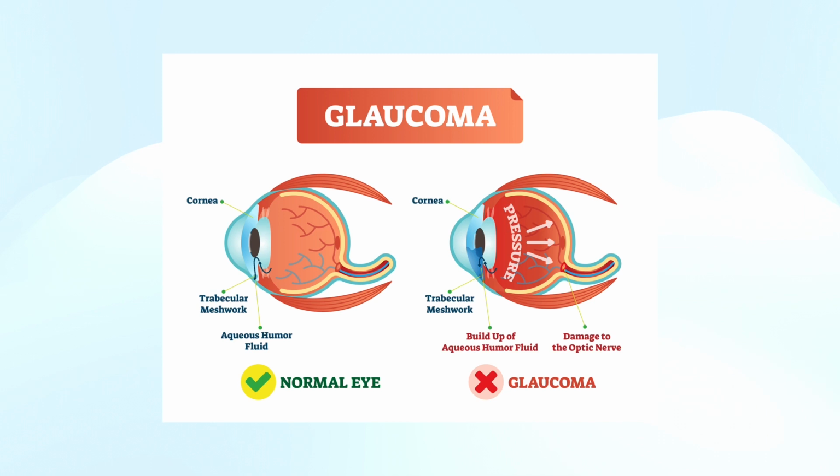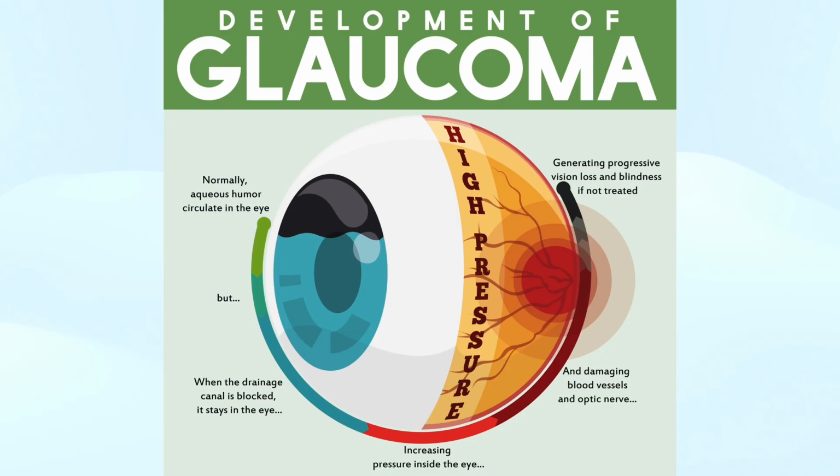Glaucoma is an ocular disorder involving optic neuropathy or nerve loss and is characterized by changes in the optic nerve head and loss of visual sensitivity and field due to high intraocular pressure.